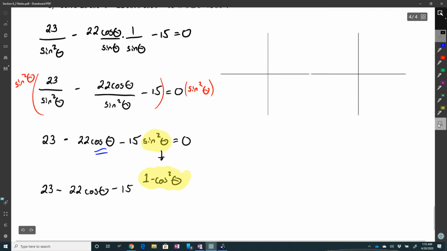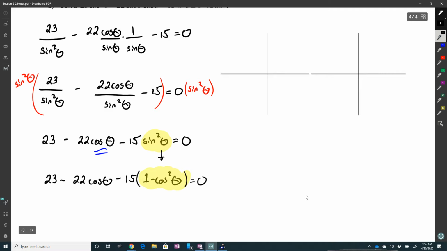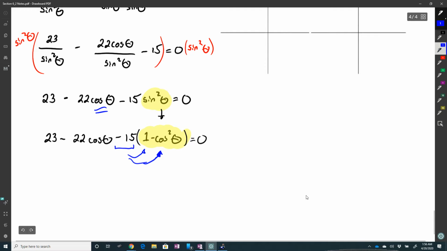Would help if I actually lined it up, right? So here, this minus 15 distributes. And we're left with 23 minus 22 cosine theta minus 15 plus 15 cosine squared theta. We almost have our quadratic now. All that's left is to combine like terms.